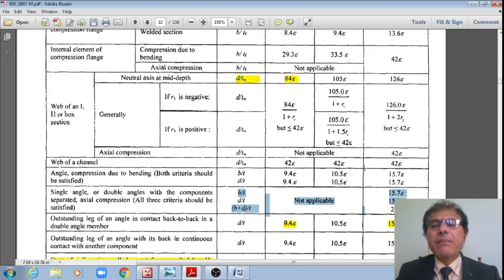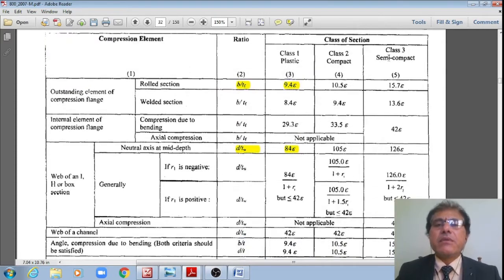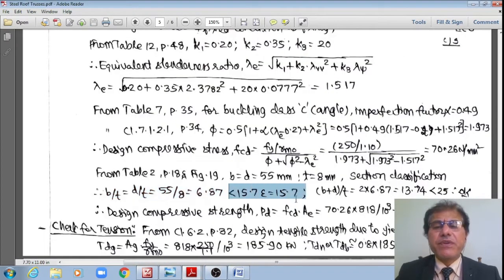If this is less than or equal to 15.7 epsilon, then the section is semi-compact. If this is greater than 15.7, then the section is a slender section, therefore buckling will happen. Slender section means I need to reduce the effective area. That we'll see in the next case that may arise. Once I have calculated that this is less than 15.7, it is okay.